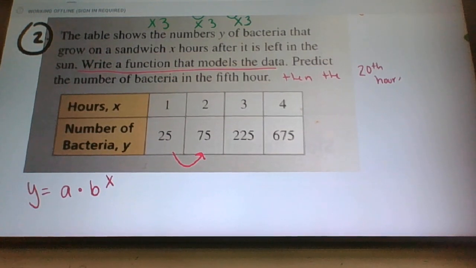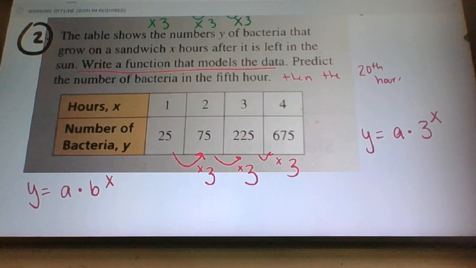Is this 3 again? Yes. Yeah, I got two. Wait, yeah, three. So it's y equals a times 3 to the x. But what's the y-intercept?